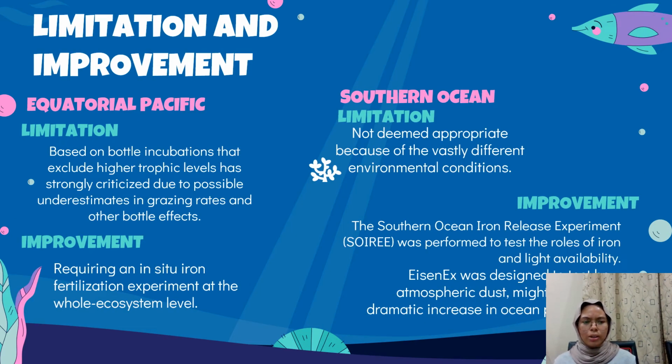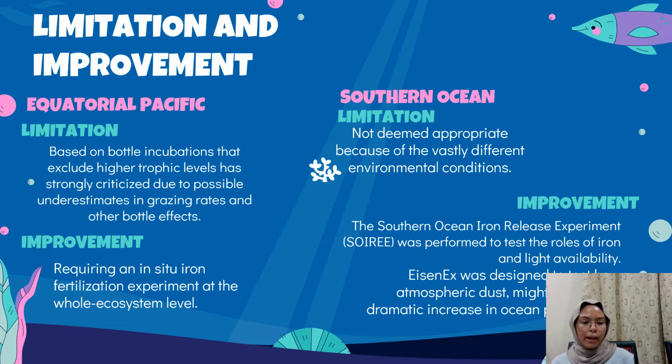Okay, what are some limitations and improvements in specific areas? For the equatorial Pacific, the bottle incubation experiments, which exclude higher trophic levels, have been strongly criticized due to the possible underestimate of grazing rates and other bottle effects. So how to prove this?